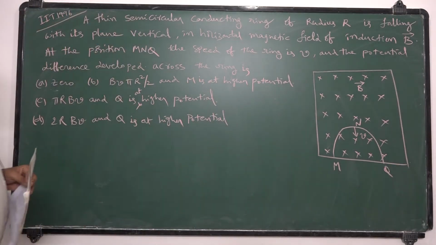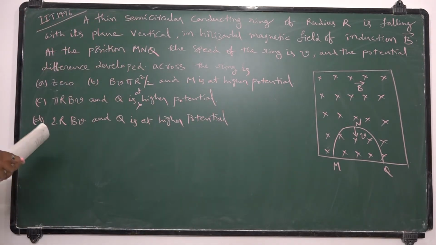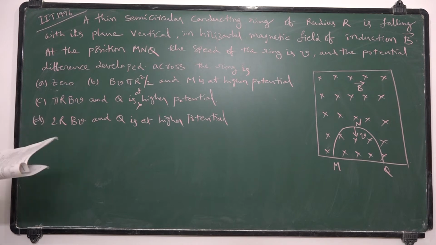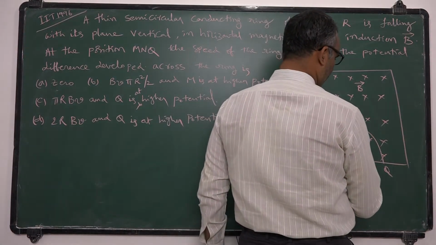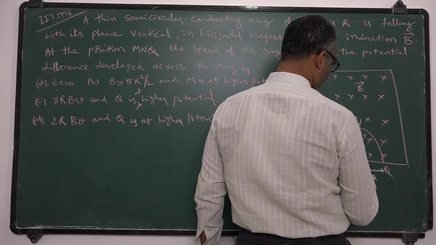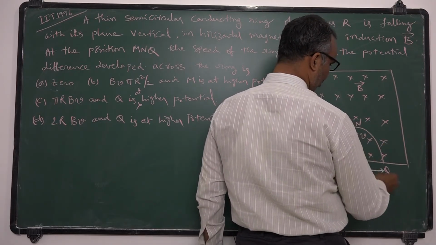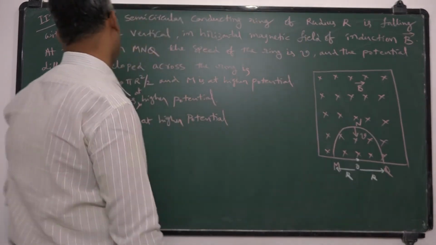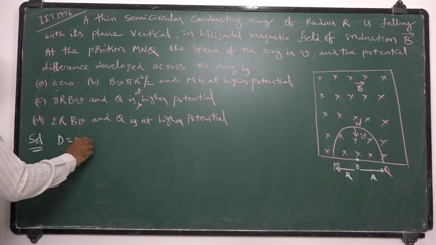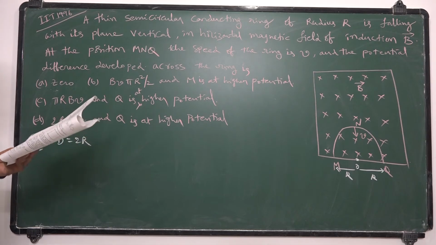This is the question. We need to solve this question. This is also a simple question. We can solve easily. Related to the ring, the data given is the ring is having radius r. Suppose O is the center of the ring. So this is r, and the total distance is 2r. Diameter is 2r. This is the first data given to us.